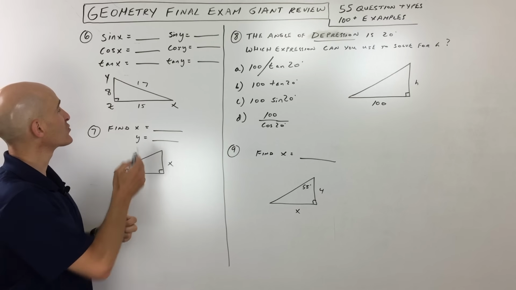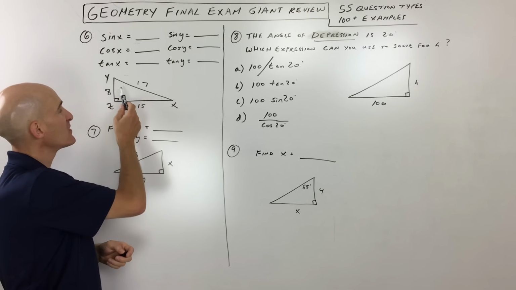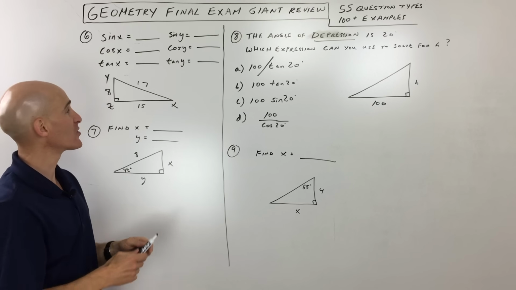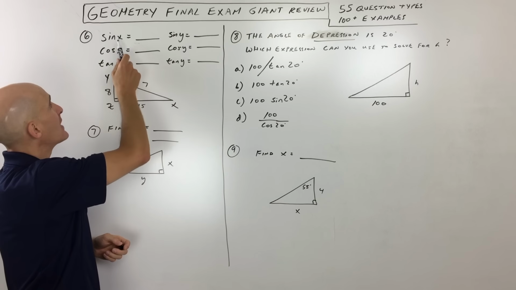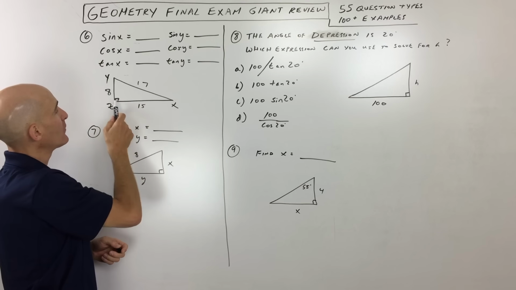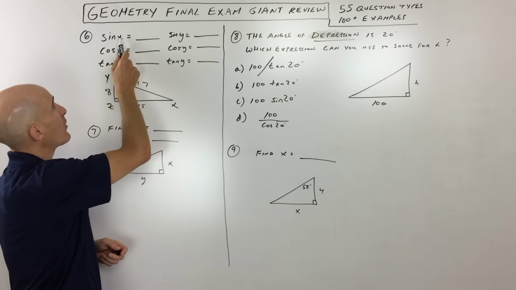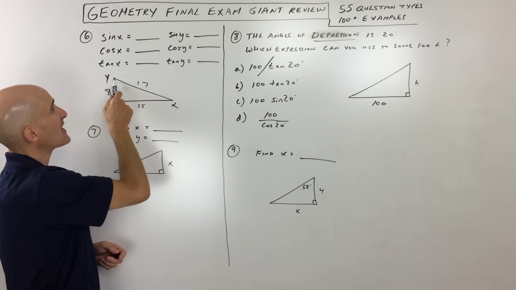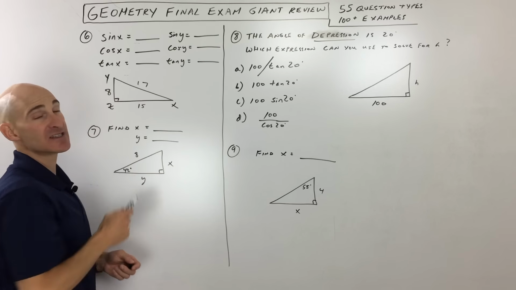But let's go to number 6 here. So here we're getting into some trigonometry, and all trigonometry means is it's trig, which is triangle, and metry, you know the measurements in triangles, whether it's the sides or the angles. And so here what we have is we have a right triangle, okay, with sides 8, 15, and 17. We want to find the sine of x, the cosine of x, tangent of x. Then we want to find the sine of y, cosine of y, and tangent of y.